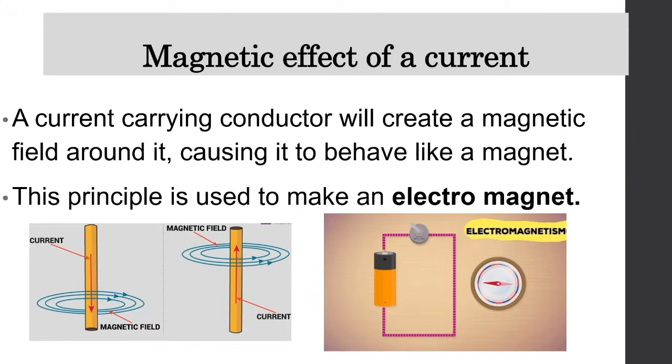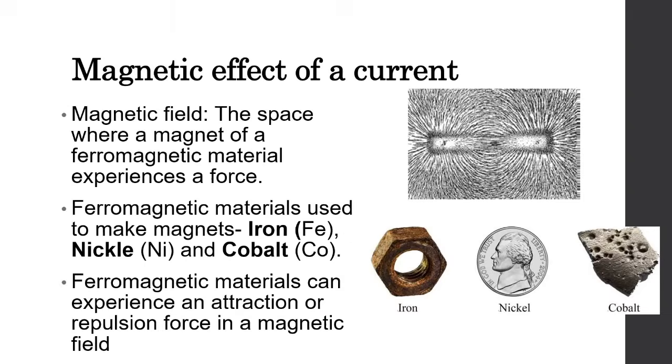Now we move on to the magnetic effect of a current. A current-carrying conductor will have the ability to create a magnetic field around it, causing it to behave like a magnet. This principle is used to make an electromagnet. When we speak about a current-carrying conductor, there are certain requirements which this current-carrying conductor must meet in order for it to become an electromagnet. So let's have a look at these requirements.